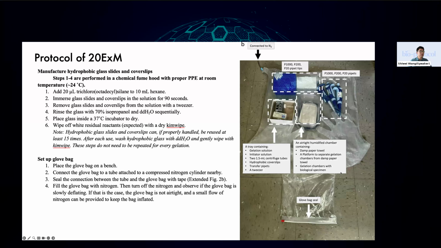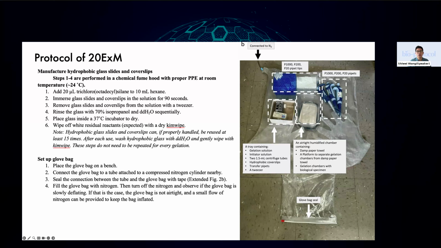So this is a sample glove bag that we have in our lab. You want to set up the glove bag on a bench that's near a compressed nitrogen cylinder or another nitrogen source. You want to connect the glove bag to the nitrogen source with a tube and use tape to wrap the connection very tightly to ensure it's airtight. And you can test if it's airtight by inflating the bag and just leaving it there for a bit to see if it deflates. If it's not airtight, you should see if you can fix it. If not, you can supply a small flow of nitrogen to keep it inflated, although that will mean that you will run out of nitrogen more quickly.